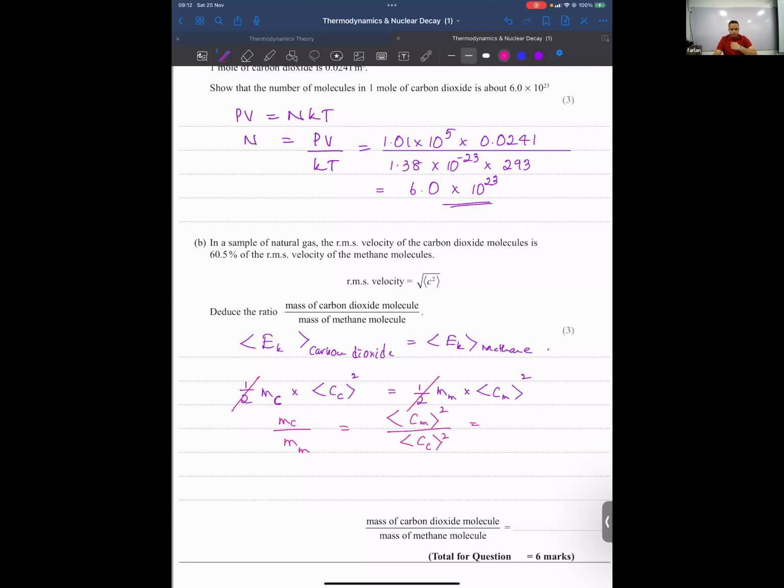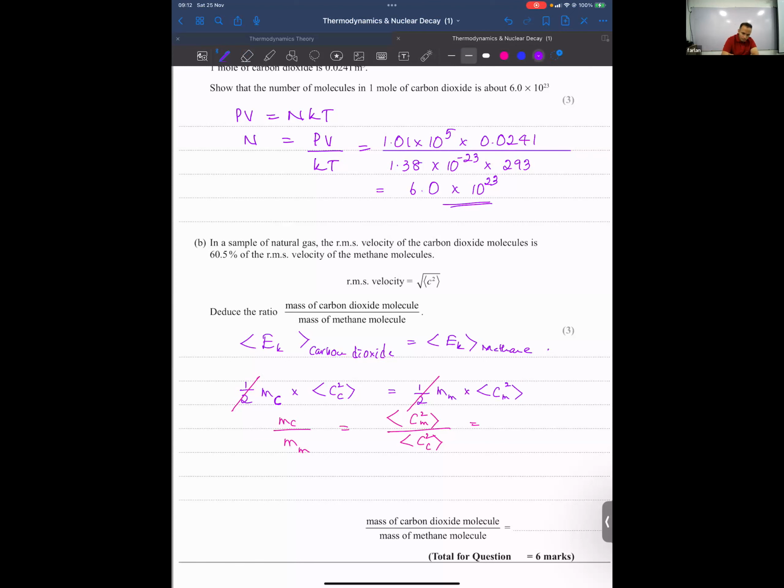Okay. So now they have told already the 60.5%. What is that? The RMS velocity of the carbon dioxide molecule is 60.5% of the RMS velocity of the methane molecule. Now the square should come in my notation, the mean square speed. Now, the square root of this is going to be the c_RMS.